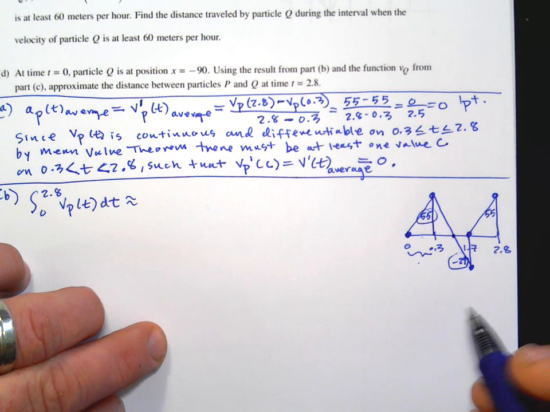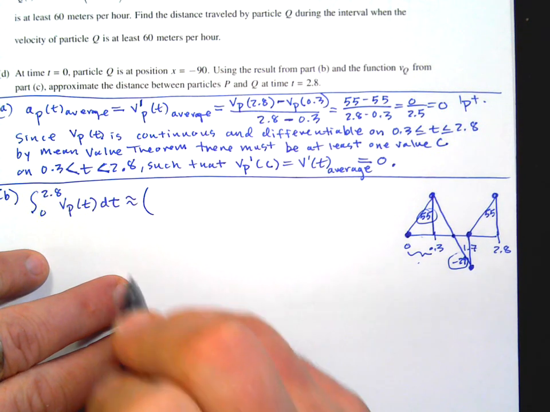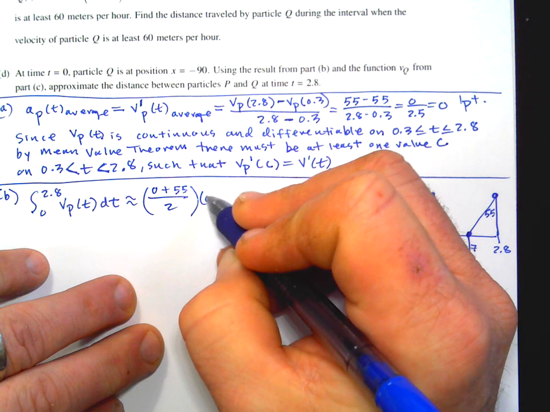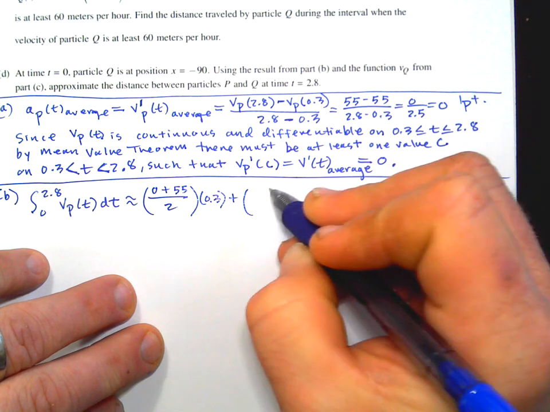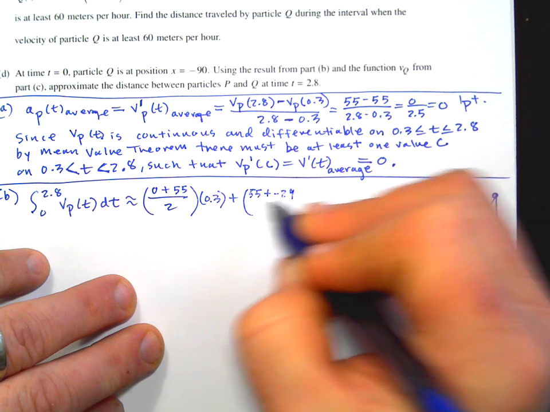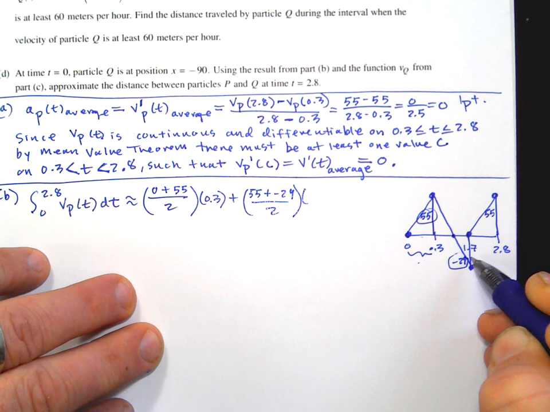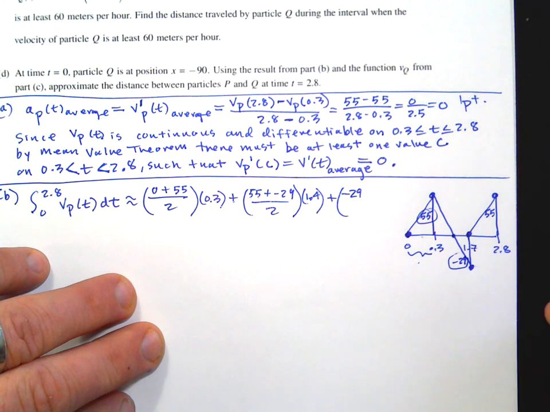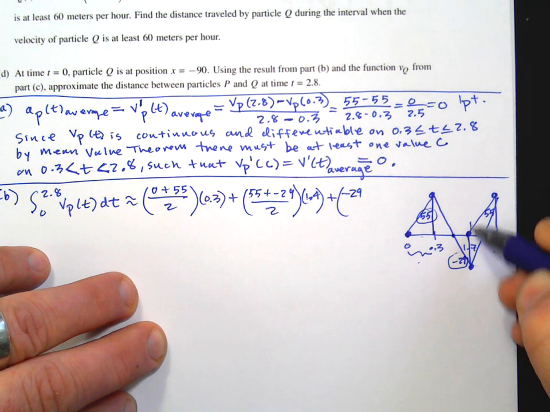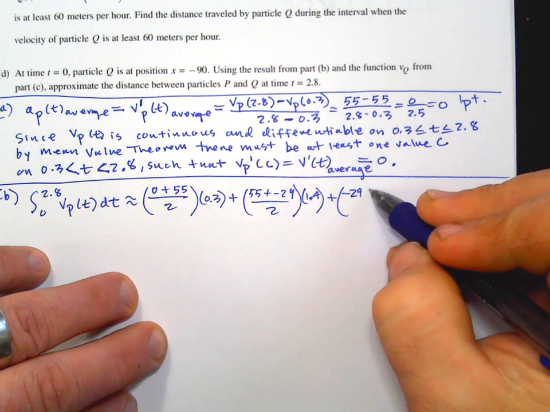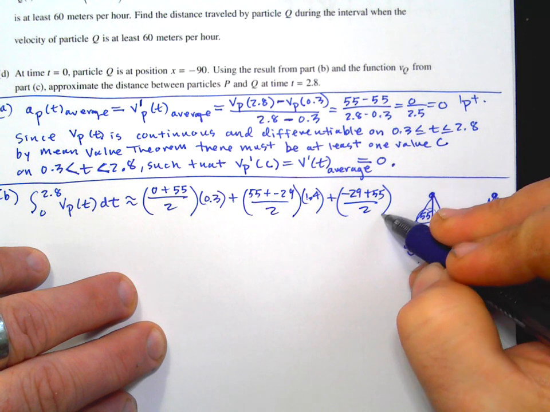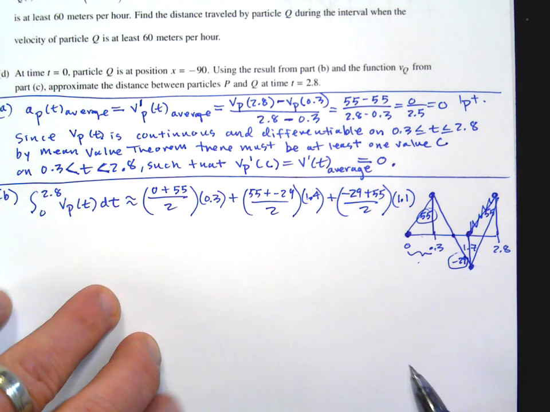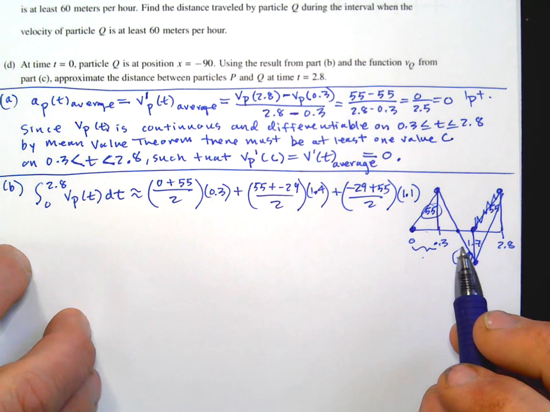So the work is going to be the average of the bases, 0 plus 55 over 2, times the height, which is sideways, 0.3. And then the next one is the average of the bases, 55 plus negative 29 over 2, and that height is going to be 1.4. And then the next one, oops, I messed that one up. Negative 29 and 55, those are the two bases. Average them, add them, divide by 2, and then times that height, which is going to be 1.1. So you need to show this work. The picture isn't required for any credit, but that's probably going to help you get it right.